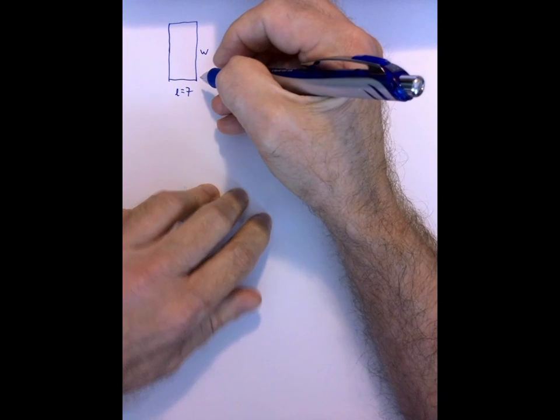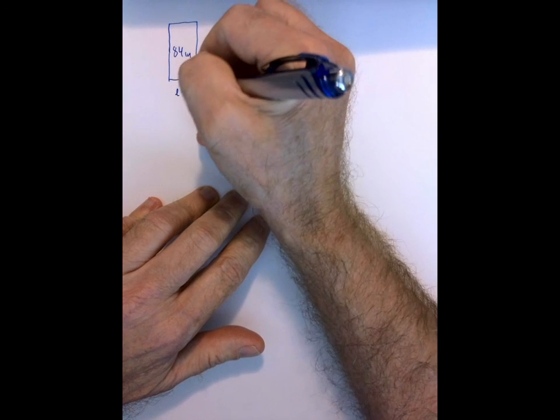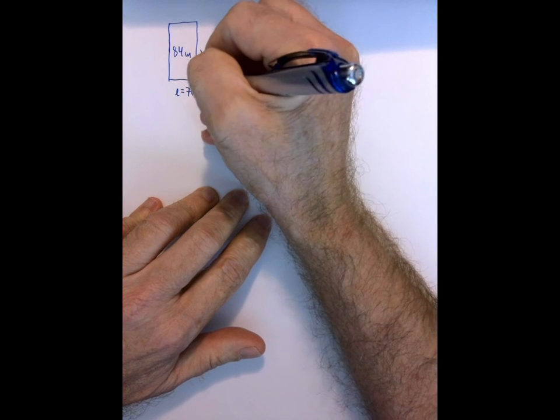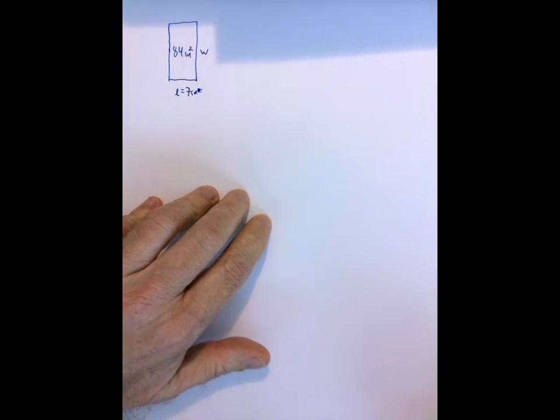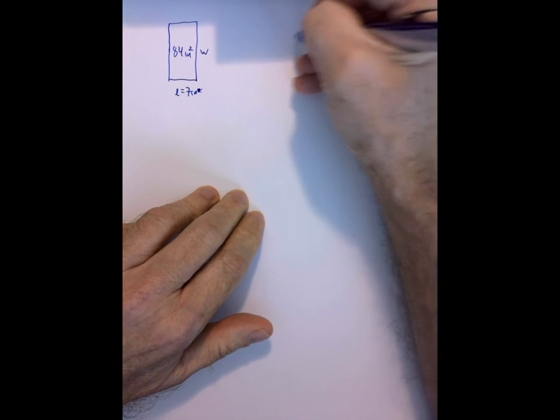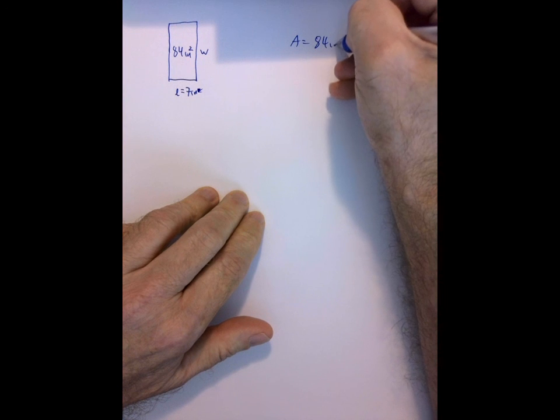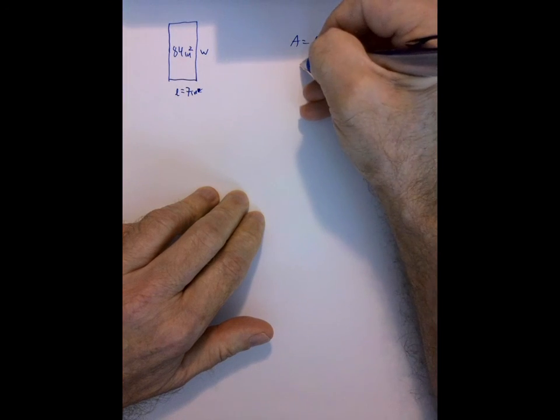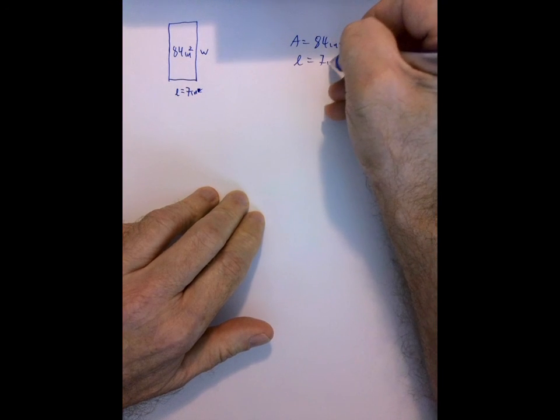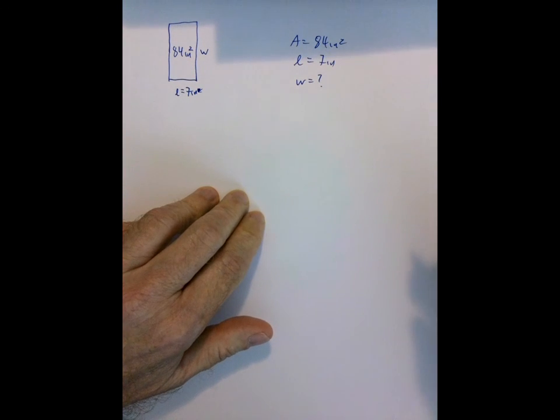And I'm going to tell you that the area is going to be 84, and these are going to be inches. 84 square inches, and then that length is 7 inches. Okay? So, the area is 84 square inches, right? The length is equal to 7 inches. The width is the one we don't know. So what do we do?